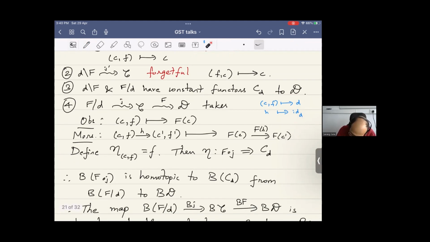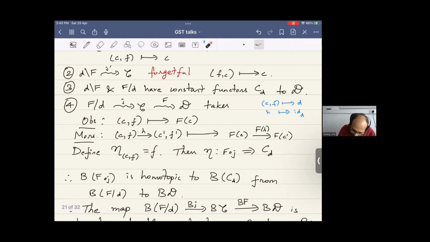Okay, so I've actually said all this. Why did we define this constant functor? If we take the forgetful functor f comma d to c and then follow it up with the functor that you originally had, capital F, let's see what this composition does. It takes c comma f, first forgets f, so it takes it to c, and then the functor F takes it to F of c. So c comma f goes to F of c.